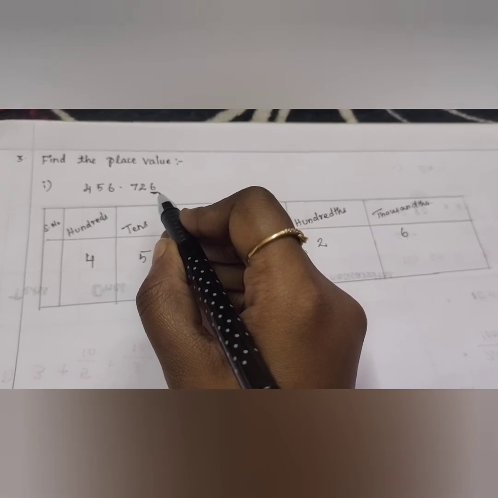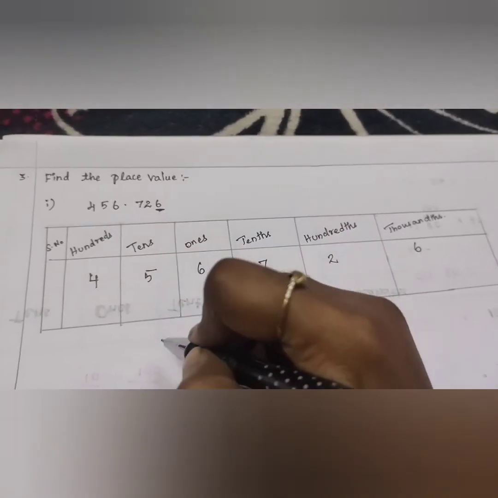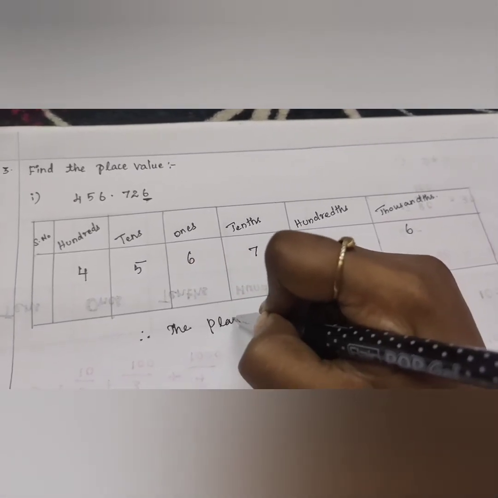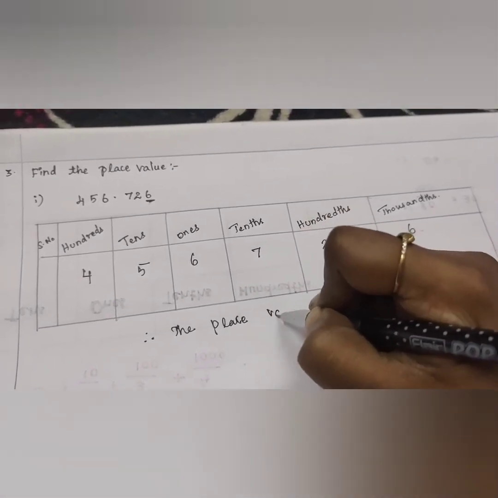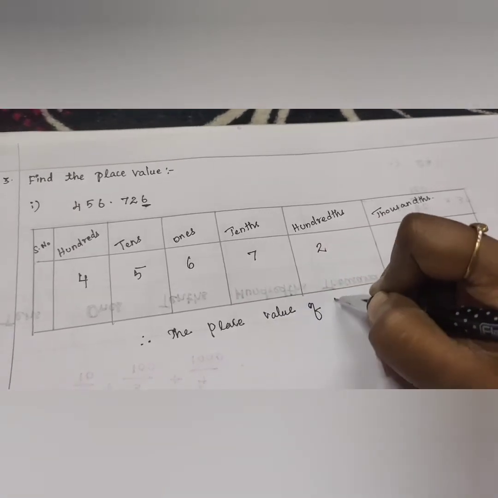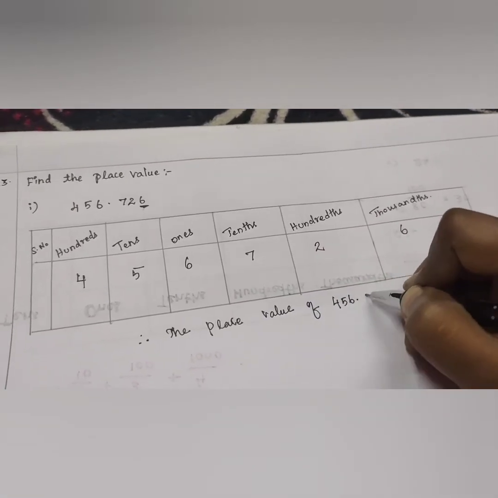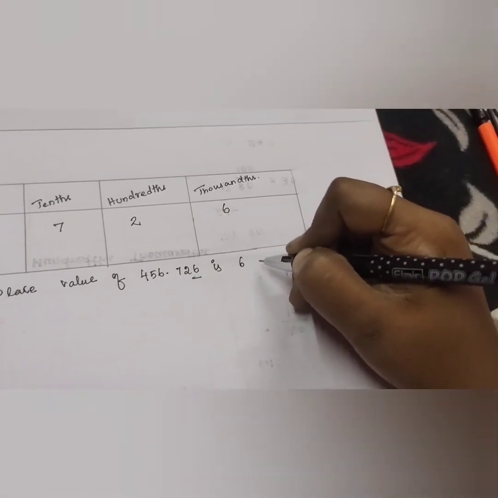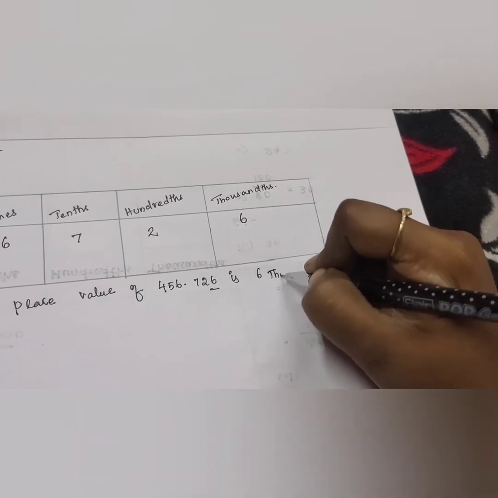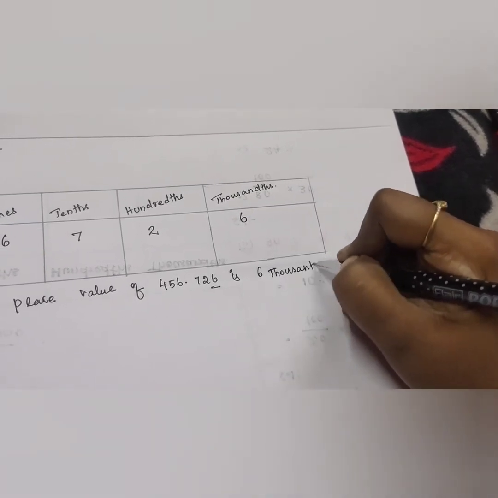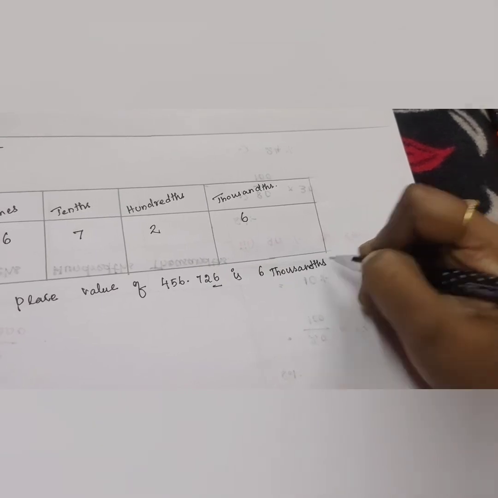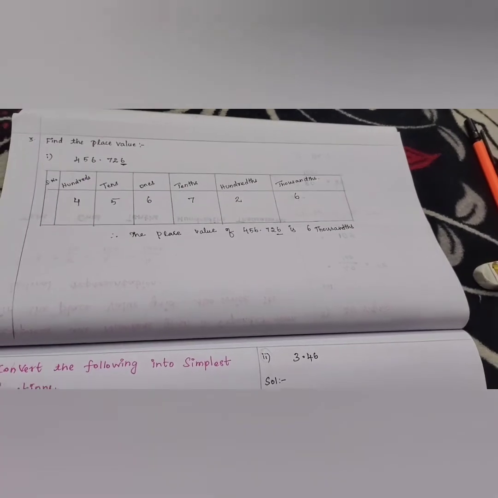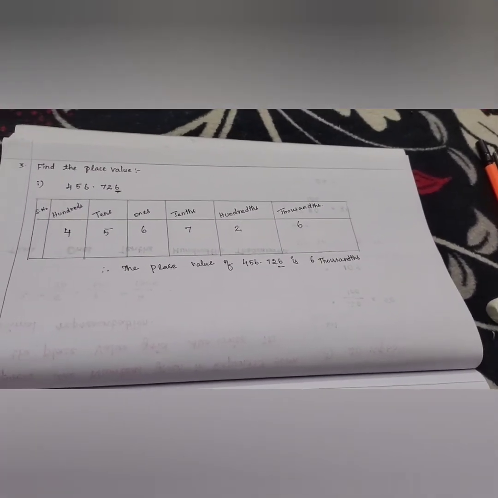See, here they underlined the number 6. Therefore, the place value of the underlined 6 in 456.726 is, can you say? Yes, thousandths. Got it? This is the way of representing the place value in the grid box. Got it?